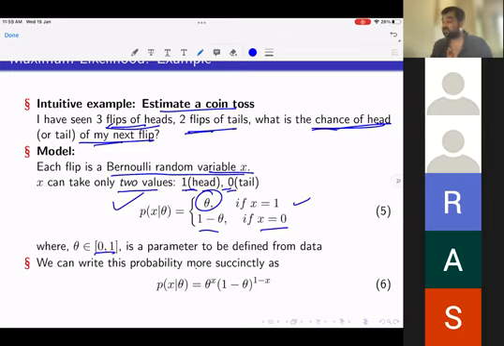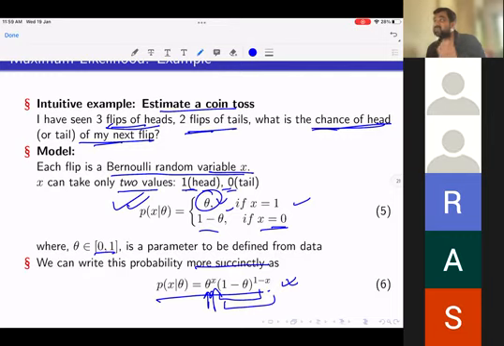So we can write this probability more succinctly as this. Bernoulli probabilities can be written this way because if you put x equal to 1, this term becomes 1 and this term becomes theta. If you put x equal to 0, then this term becomes 1, and this term becomes 1 minus theta, which is exactly following this.